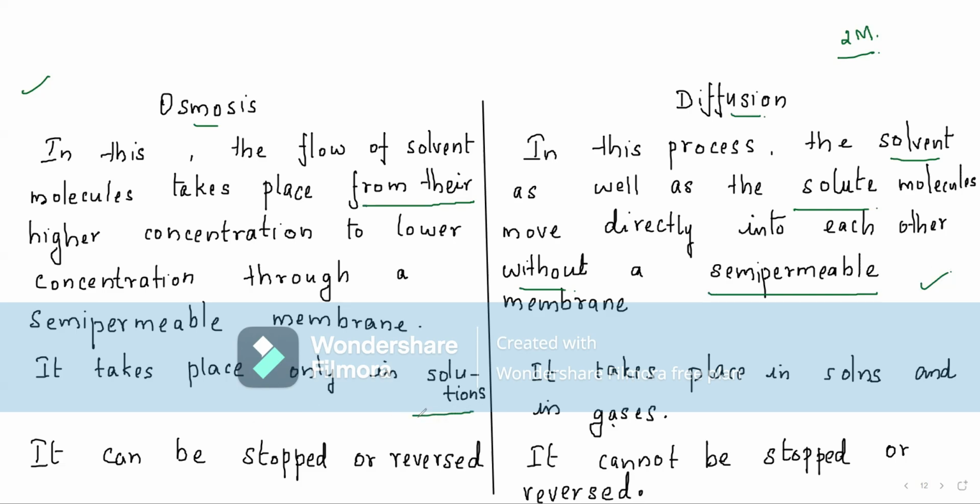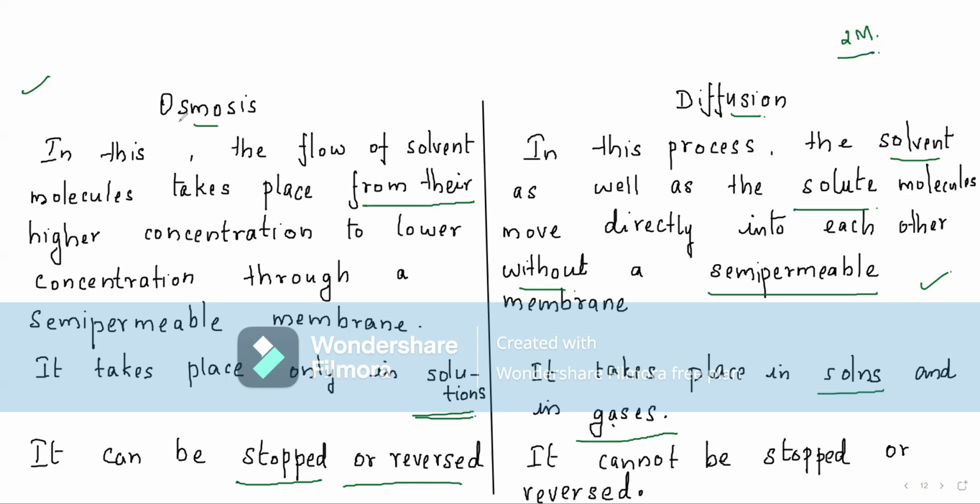Osmosis is an exclusive property of solutions, whereas diffusion can happen in solutions as well as in gases. Osmosis can be reversed or it can be stopped. You're aware of this RO in water filters. It is written reverse osmosis, RO. So that tells us osmosis can be reversed. Osmosis can even be stopped, whereas diffusion cannot be stopped or reversed.